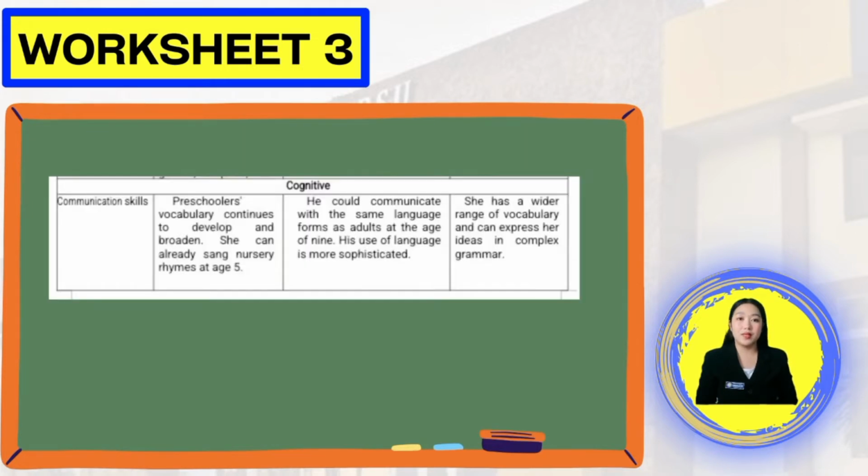Cognitive. He could communicate with the same language forms as adults at the age of 9. His use of language is more sophisticated. At age 9, there is a rapid development of problem-solving skills. Being in the 4th grade, he could perform multiplication and division. He was more open to exploring new things in his surroundings.